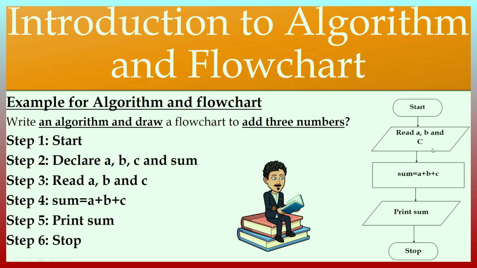Step 4, sum equal to A plus B plus C. You want to use a rectangle for the process, sum equal to A plus B plus C. And step 5, print. You want to use a parallelogram for input and output, print sum, and stop. Start and stop, you want to use the same symbol that is used above.